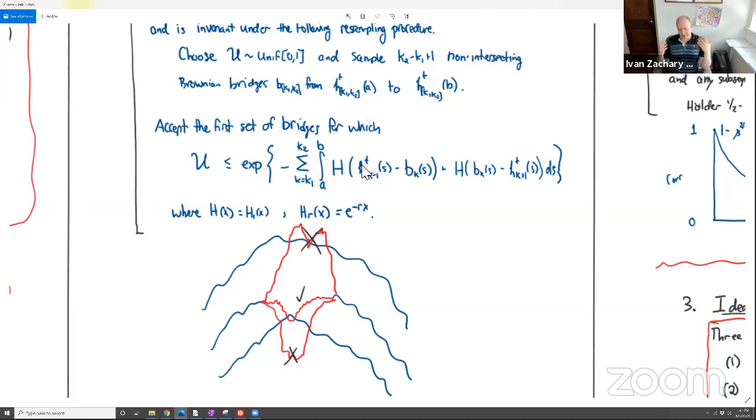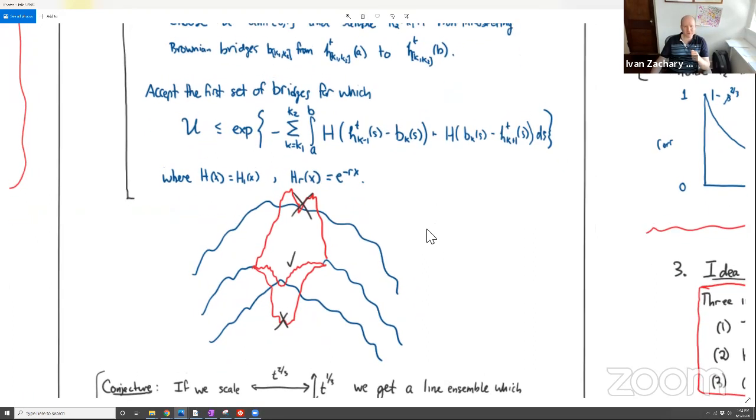That I then turn into a sort of Gibbs weight by exponentiating the negative of that. For the KPZ line ensemble, this H, this Hamiltonian, is actually simply e to the minus x. And the claim is that this is the Gibbs property that the KPZ line ensemble satisfies. It's not obvious that it satisfies any Gibbs property, but it does satisfy this property with this particular formulation. Sorry, so I do this and I accept the first bridge or the set of bridges for which this energy penalization, this Gibbs factor, exceeds my random variable u.